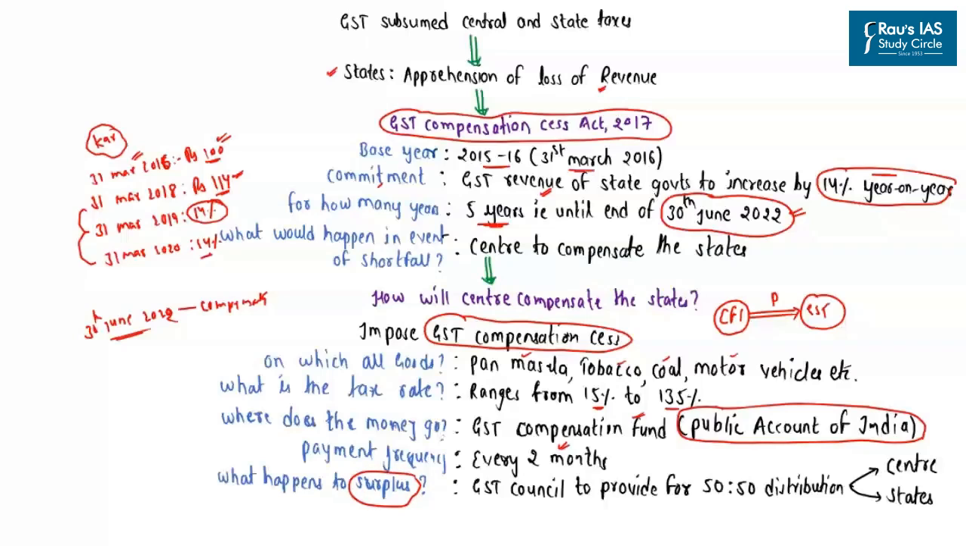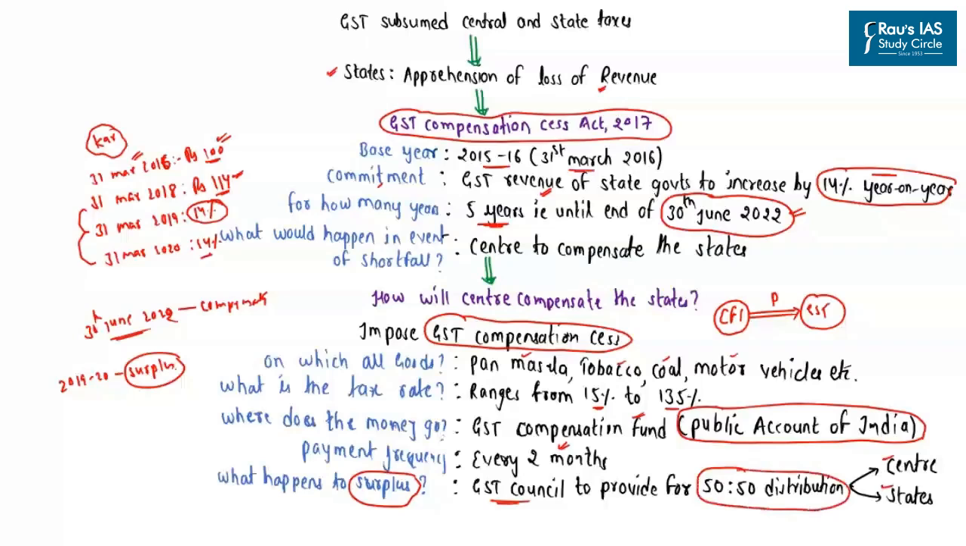The question is, what would happen to the surplus in the GST compensation fund? Now let's say for a particular financial year, let's say for the year 2019-20, you have a surplus in the GST compensation fund at the end of the financial year. Then what will happen to this particular surplus? Will the entire surplus be given to the states, or will the surplus be equally divided between the center and the states? So here, as per the GST Compensation Cess Act, the GST Council may provide for 50:50 distribution of this surplus fund between the center and the states.